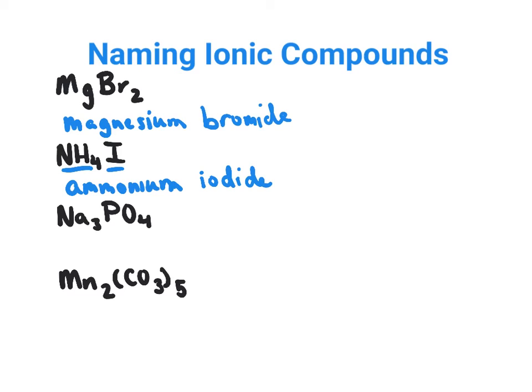The third one has that in reverse, so the first word is the name of the first element. This is sodium. The second word is just the name of the polyatomic ion. It doesn't come from the table, so we don't have to change its ending. PO4 is one you should have memorized. It's sodium phosphate.